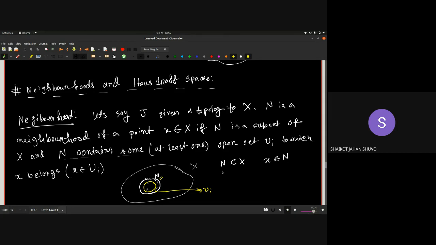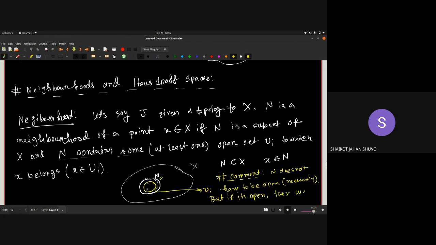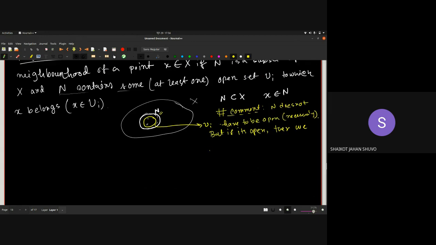Let me write that as a comment. N does not have to be open necessarily, but if it's open, then we call it an open neighborhood.